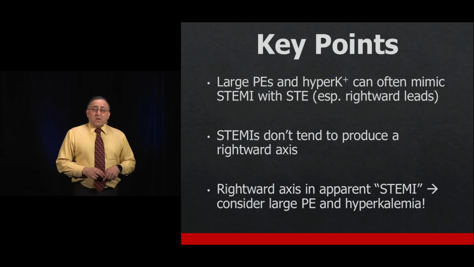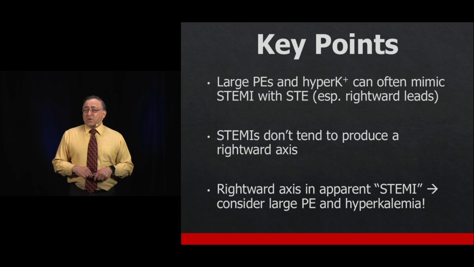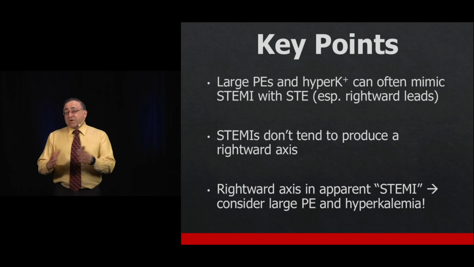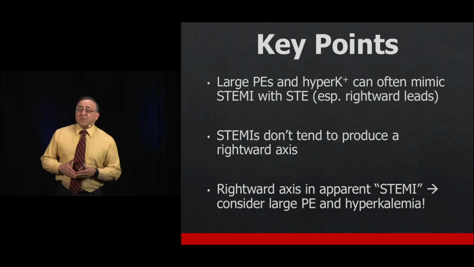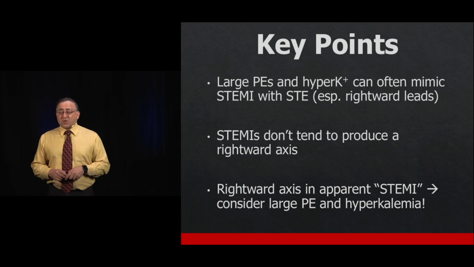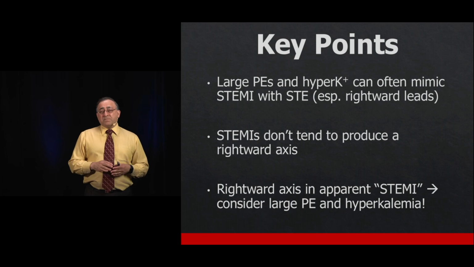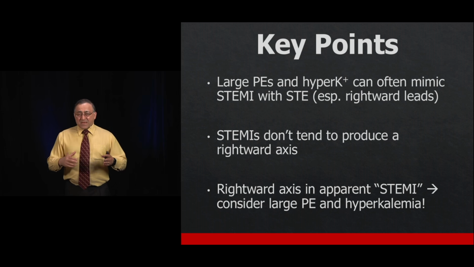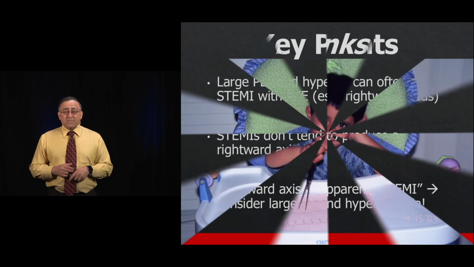All right, so finally, key points here. Large PEs and hyper-K can both mimic STEMI with ST elevation, very commonly with a rightward axis. And remember that STEMIs don't typically tend to produce a rightward axis. So when you see what you think is a STEMI, but there's a rightward axis, there's a big S wave in lead 1, take a step away from STEMI and think about the possibility that maybe you're looking at one of these mimics, hyper-K or PE.